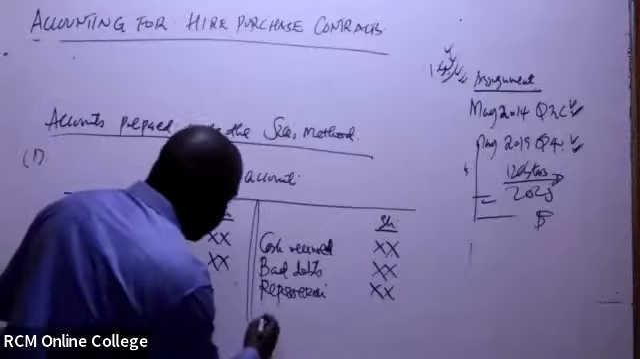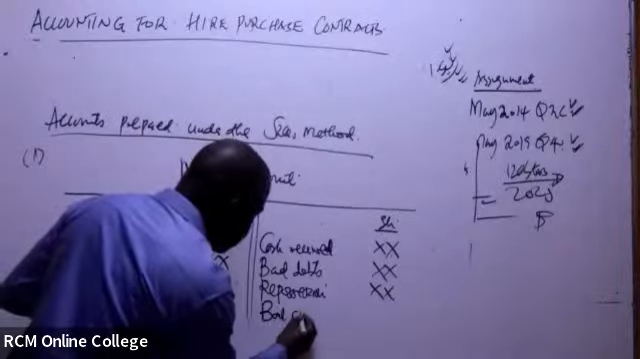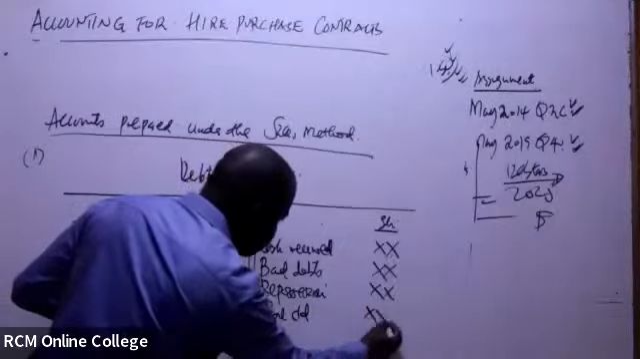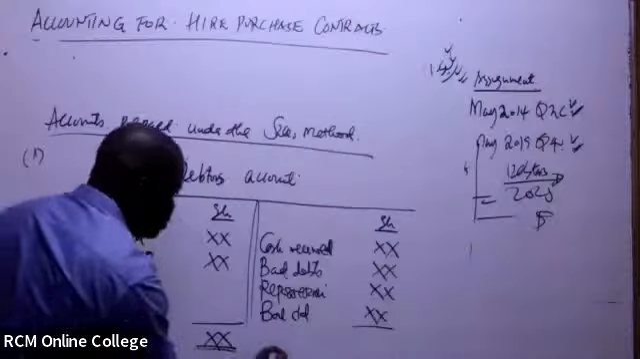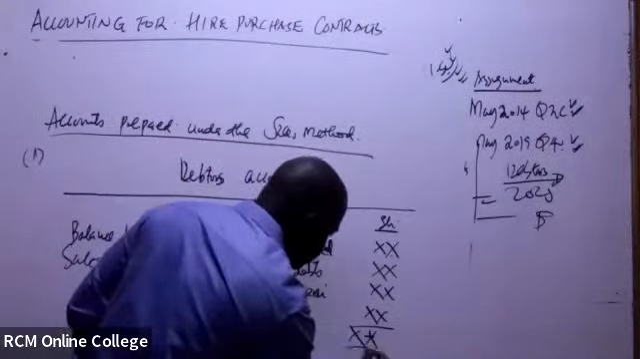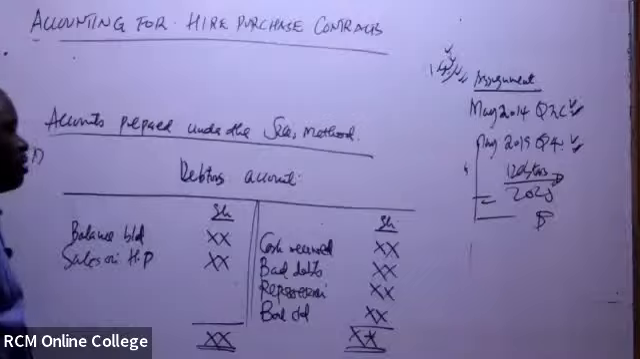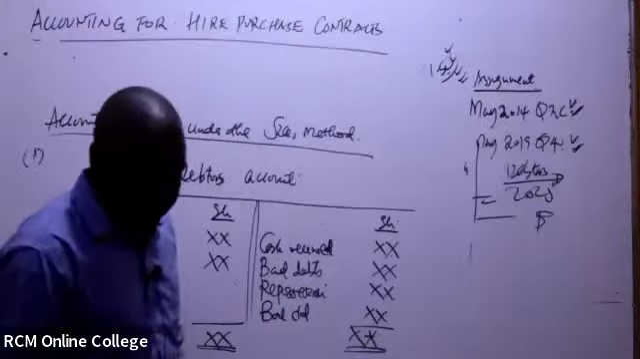Then you can have the balance carried down, and of course you close your account like that. That's how the debtors account can end up appearing.